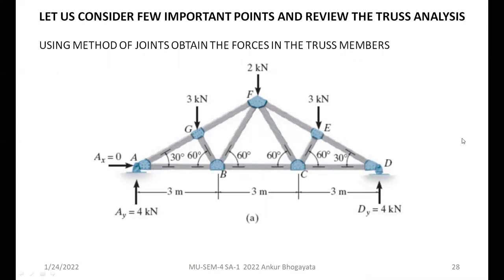Sir, I've also gotten the same answers. AG 8 kilonewtons compression and AB 6.93. Thank you, Lucy, and thank you for your support and encouraging us with your answer. So let's go ahead. It's a good combination of at least two students have answered it. So let's go ahead.